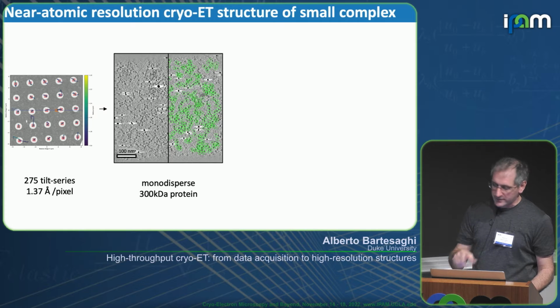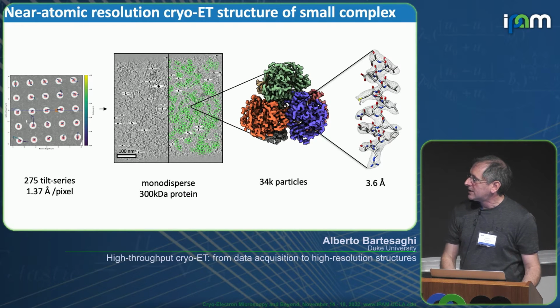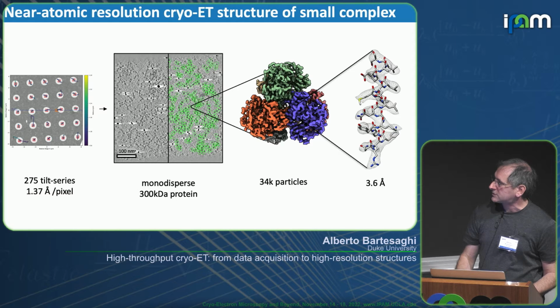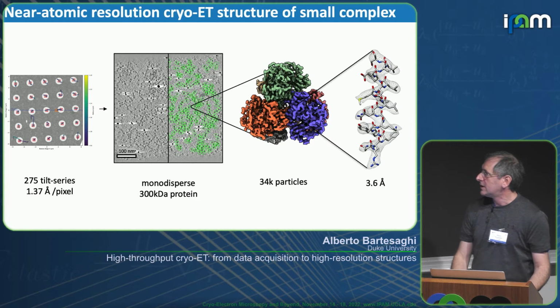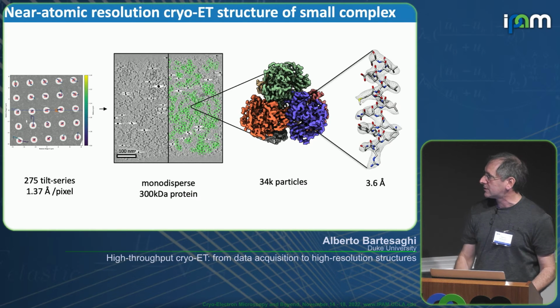We can do a 5x5 pattern, and in a few hours we collected 275 tilt series that we can then do sub-volume averaging on, and we have about 34,000 particles. Then we can get all the way to near atomic resolution, where we can obviously see side chains, and this obviously makes atomic model fitting much easier, of course.